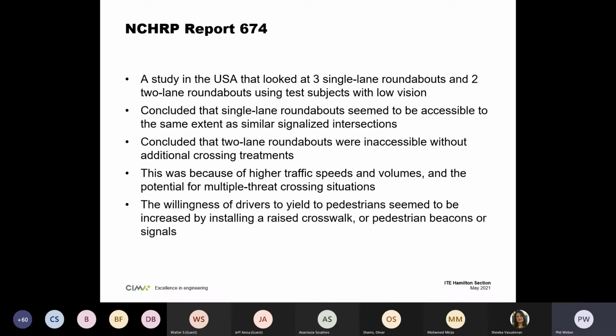The willingness of drivers to yield to pedestrians seemed to be increased by installing a raised crosswalk or using pedestrian beacons or signals. So the conclusion of this study is multi-lane roundabouts are inaccessible unless you install a raised crosswalk or pedestrian beacons or signals. And that's basically the position of the blind community.